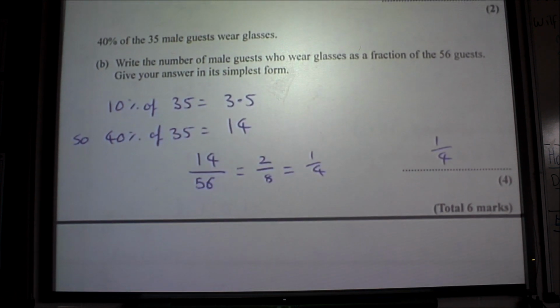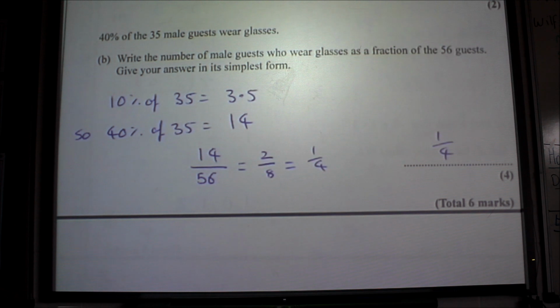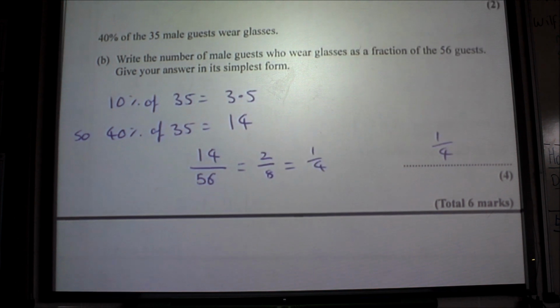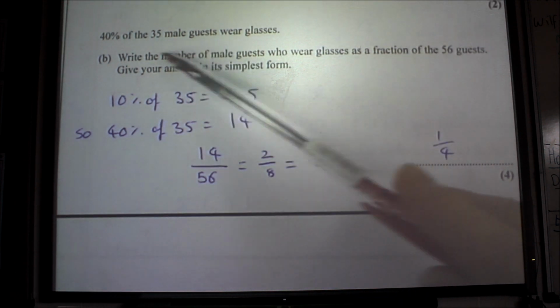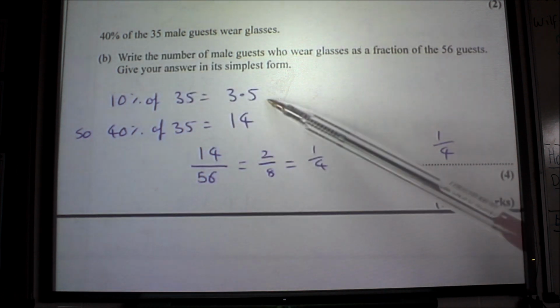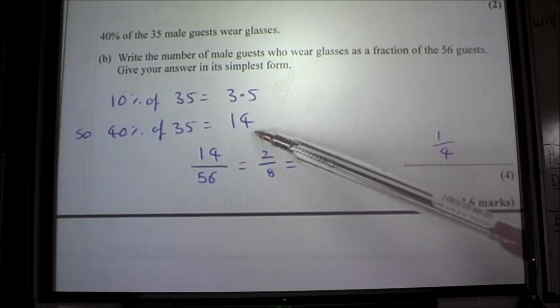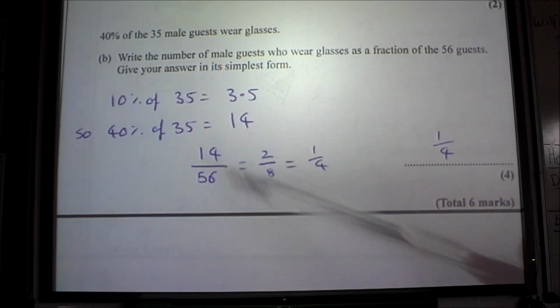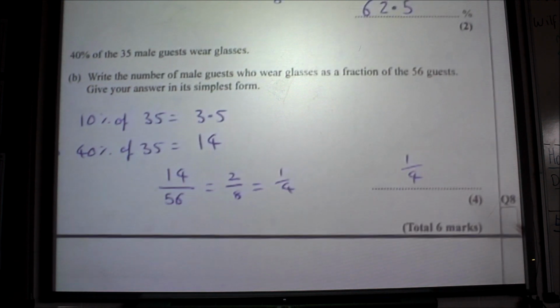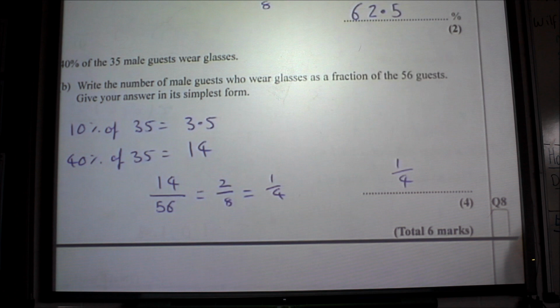40% of the 35 male guests wear glasses. Write the number of male guests who wear glasses as a fraction. So you need to find 40% of 35. 10% is 3.5, so 40% is 14. 14 out of 56. Simplify it, you should get a quarter, because it's in its simplest form, so that's 1/4.